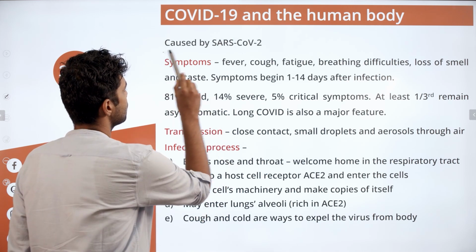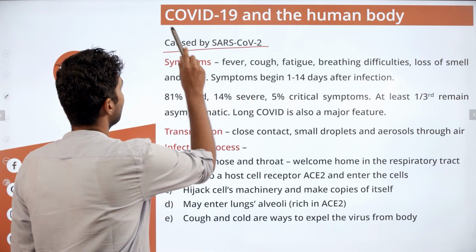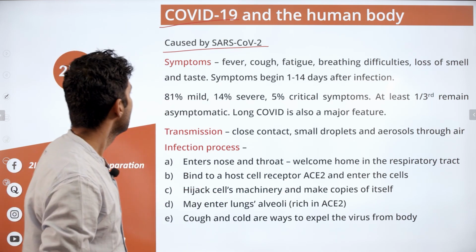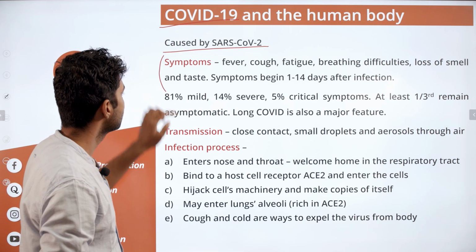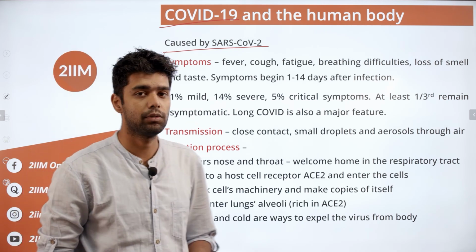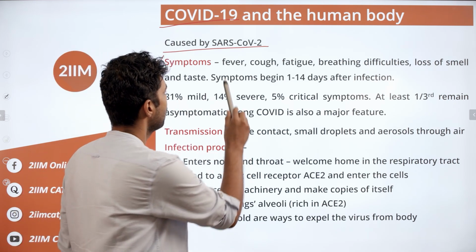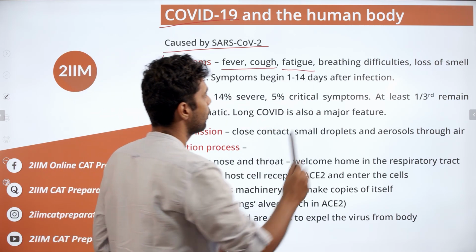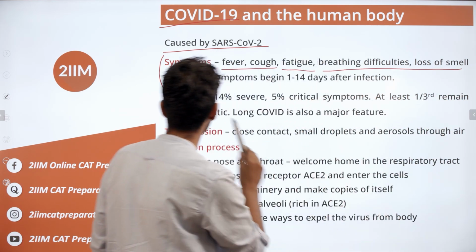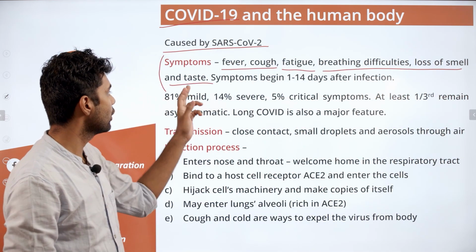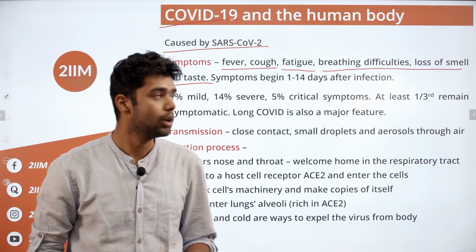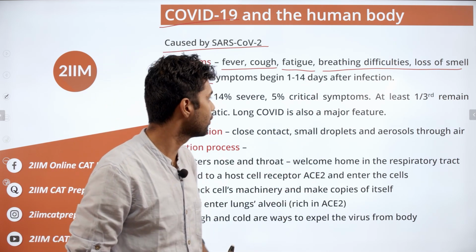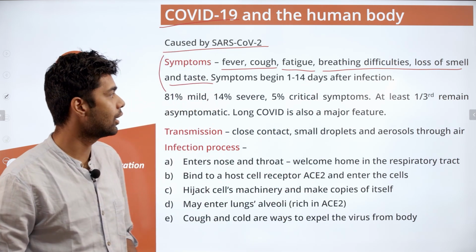It is caused by SARS-CoV-2. So technically, COVID-19 refers to the disease, and SARS-CoV-2 is actually the virus. So there are a wide range of symptoms. These symptoms are of course common with other types of diseases. You have fever, cough, and fatigue. So these are very standard symptoms. Specifically for coronavirus, breathing difficulties will be there, and you also have loss of smell and taste. It is said that more than 80% of the people who are infected with COVID actually experience loss of smell and taste. Many people do experience breathing difficulties, and symptoms begin 1 to 14 days after infection.